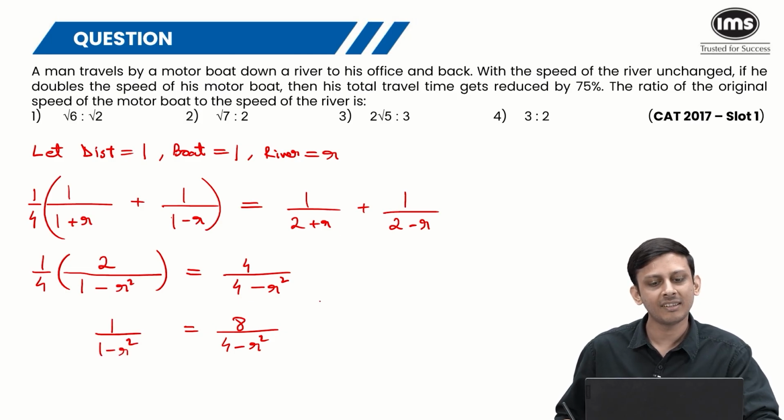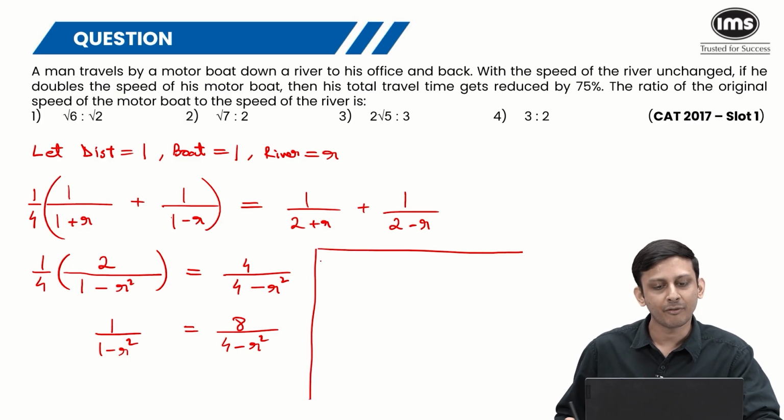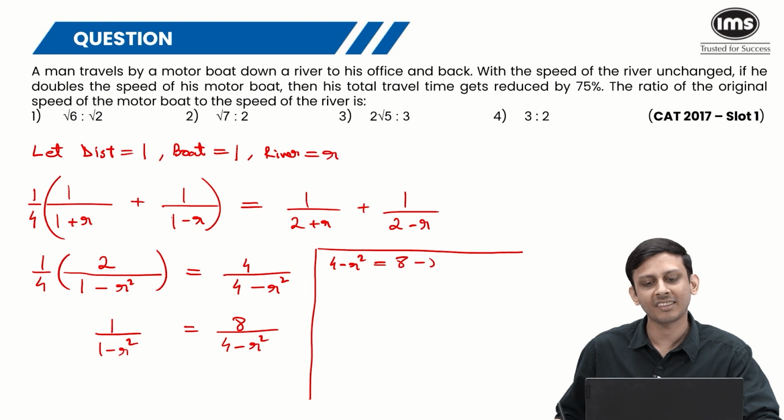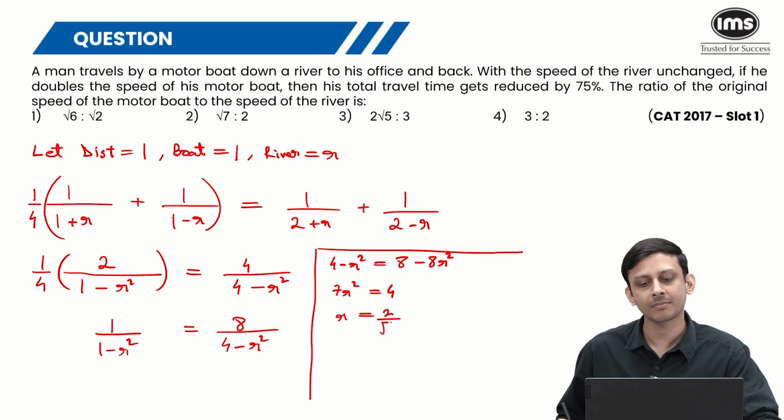Now just calculate this. Okay, so if I just create some space here, we'll get 4 minus r square is equal to 8 minus 8r square. So we'll get 7r square is equal to 4. So r will be square root of 4 by 7. Okay, r square is 4 by 7. Then we'll take the square root. So we'll get 2 by root 7.